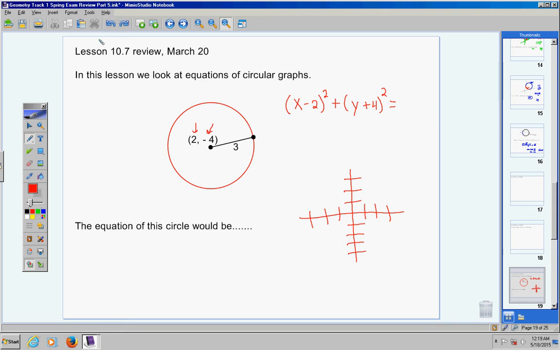If you want to put 9, you can put 9. Either way is fine, okay? But anyways, that's the equation of the circle. It's so easy, students. Memorize this pattern, this formula, this model, and use that, okay? Pretty simple.